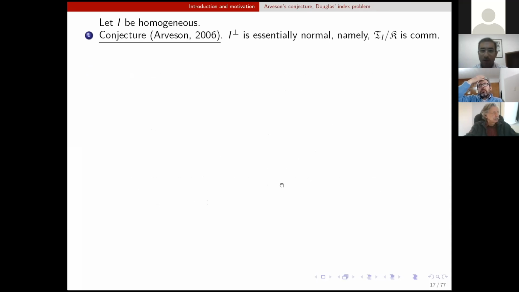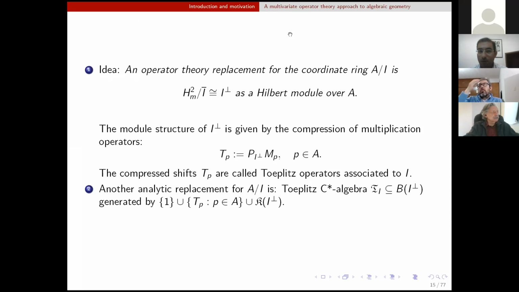So, right, the backbone is given by these Arveson. Oh, wait a minute. Can you return? Yeah. So, oh yes, it's okay. Yeah.